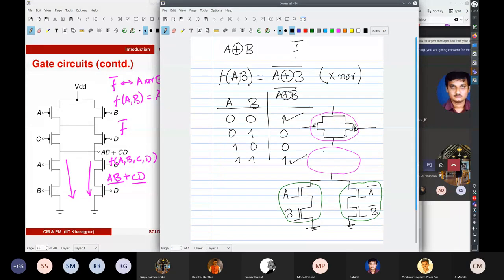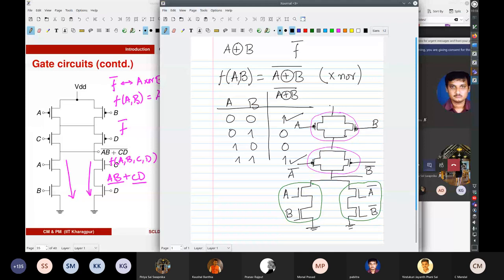And I have a similar structure over here. So this is AB, okay? So I'm going to put AB here. And this is A bar, B bar. So I'm going to put A bar, B bar here. Alright. And this is my output line.